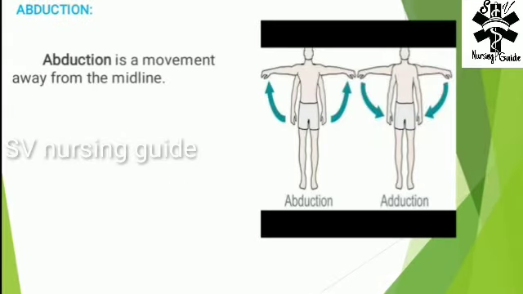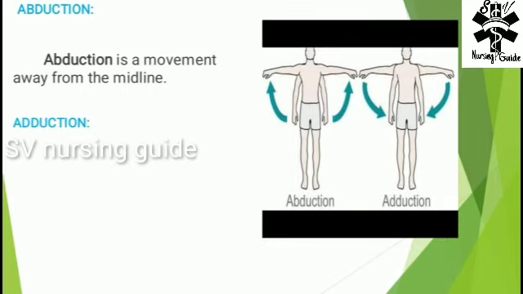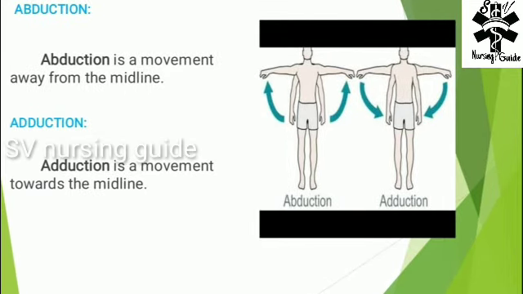Next, abduction. Abduction is a movement away from the midline. Midline is present in the center of the body. Abduction means movement away from the midline. That is called abduction. Adduction. Adduction is a movement towards the midline. That is called adduction. You see in this picture, abduction and adduction.